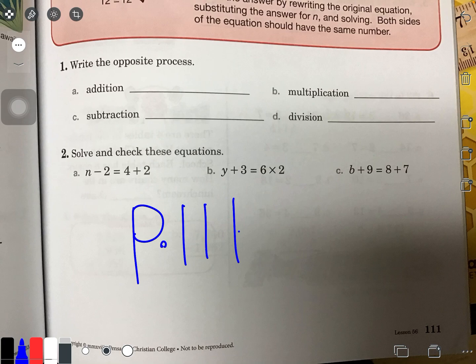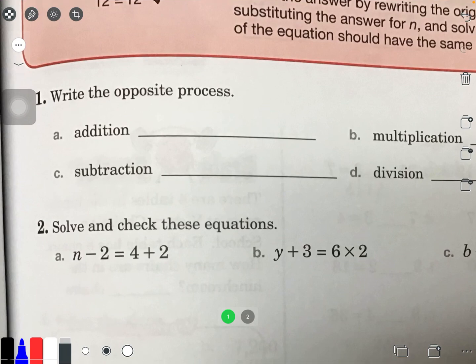So thank you for going to page 111 in your math books. Remember, you can always pause the video or rewind if you ever need to catch up. Let's do some review for number 1. Write the opposite processes. Opposite means different.